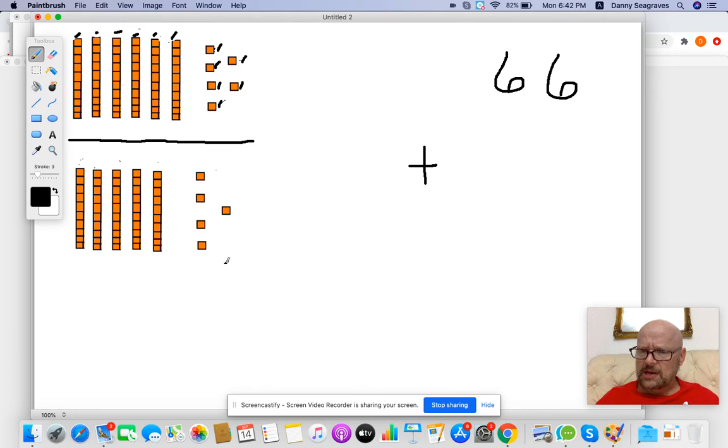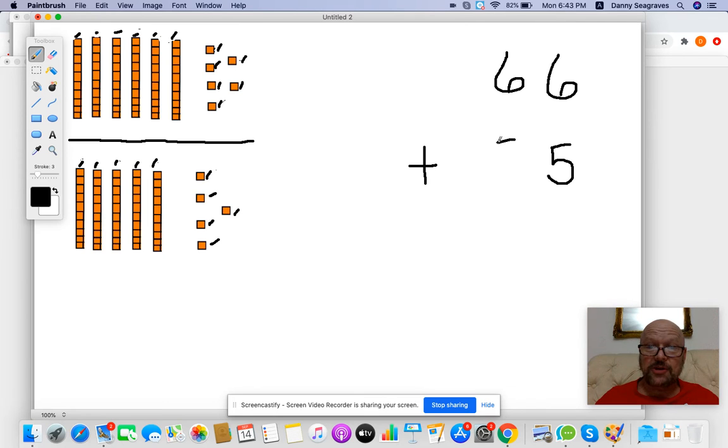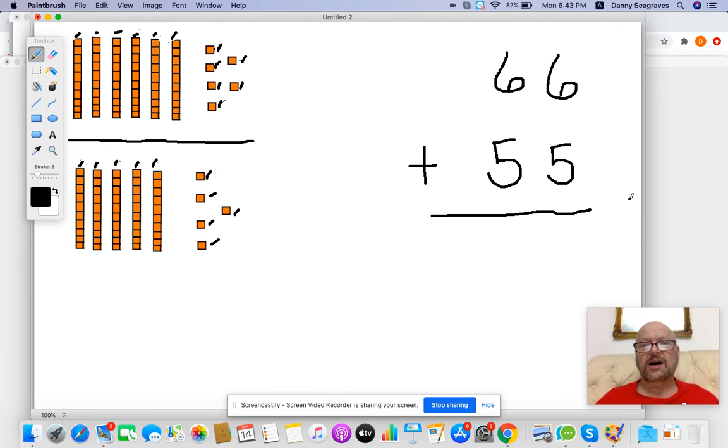Well, let's take a look at our second number that we're going to add. Let's see how many ones we've got. We've got 1, 2, 3, 4, 5 ones. So that means in the ones column, I'm going to put a 5. How many tens do we have? We have 1, 2, 3, 4, 5 tens. So that means in the tens column, I put a 5 also. That means the second number we're adding is 55. So today we're going to find out what the sum of 66 and 55 is. In other words, what's 66 plus 55?